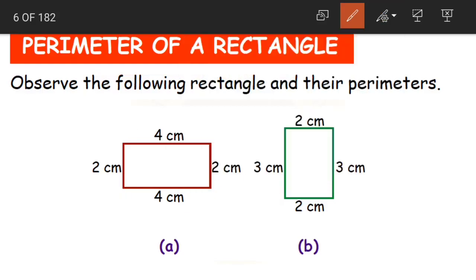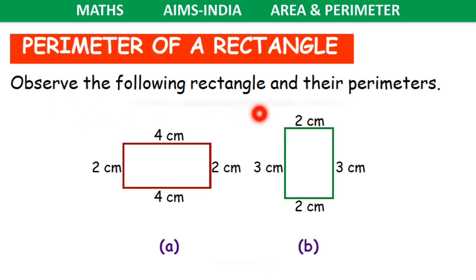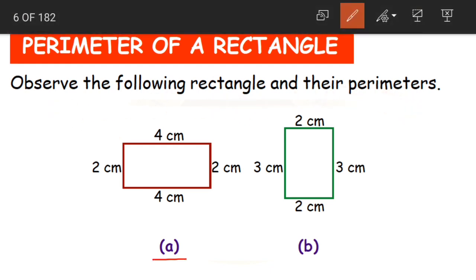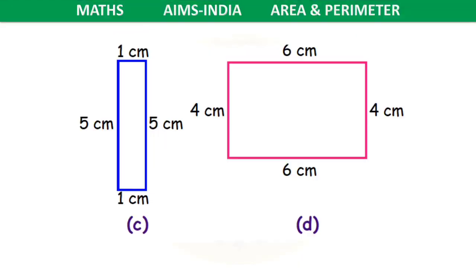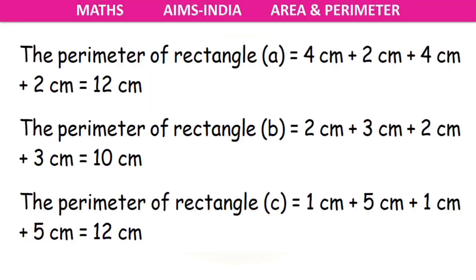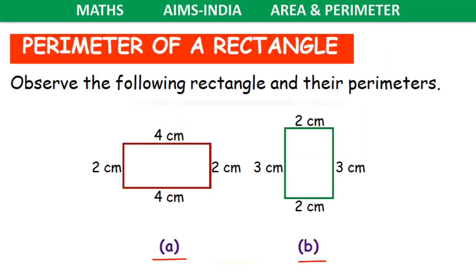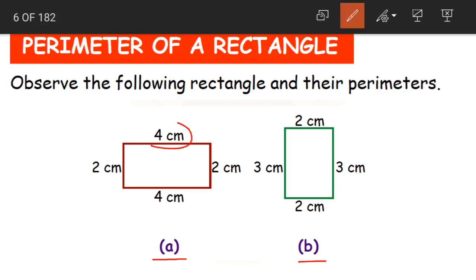Now let us look at it. Observe the following rectangles and their perimeters. What is the rectangle? We are having A, B, C, D. Yes, we are having 4 rectangles. Now what is the perimeter of rectangle A? See, we have already learned we have to just add the lengths of the given sides. So we are adding 4 plus 2 plus 4 plus 2.